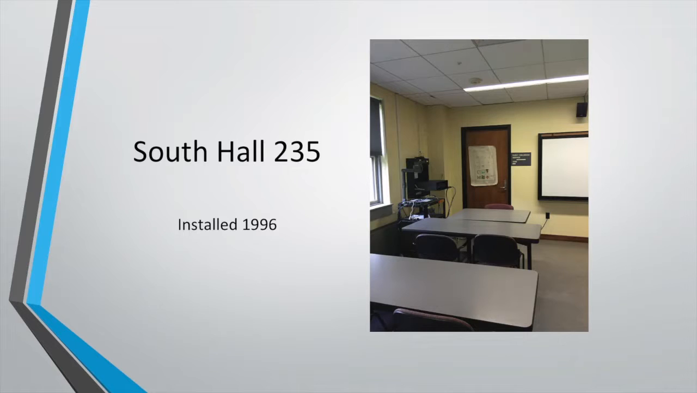Okay, so the second room we're going to look at is in South Hall, and this is South Hall 235. This room was installed in roughly 1996. This is a School of Education room. It's used by many graduate classes as well. And one of the things that the School of Education really is hoping for in this room is some new furniture. I think in '96, when this room was installed, the idea of having tables and chairs was actually pretty good for this kind of space.